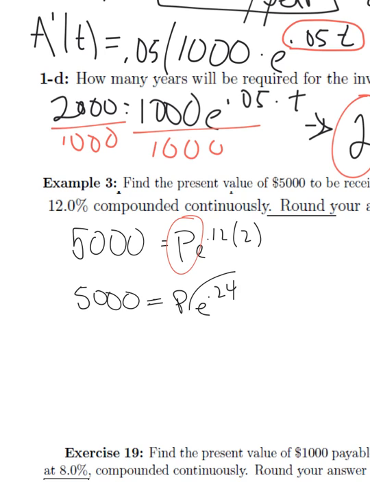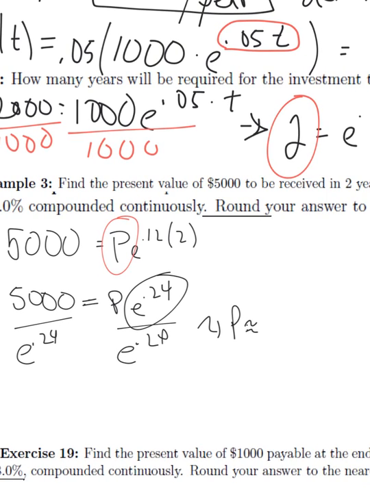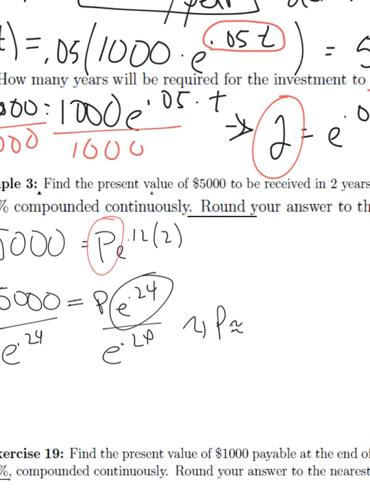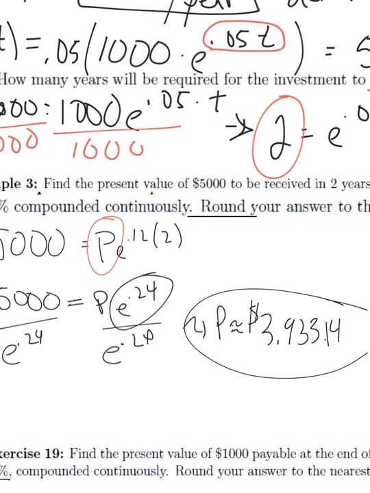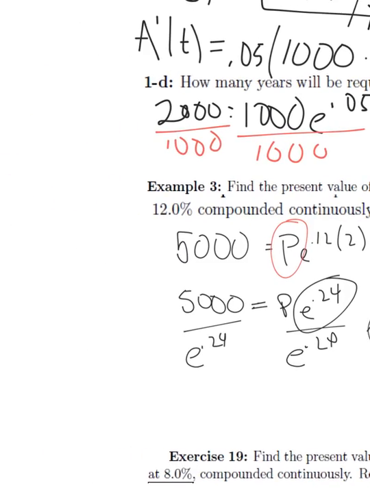This itself is just a number, so we can divide by it. We get that P is approximately $3,933.14, meaning you have to invest around $4,000 to make $5,000.